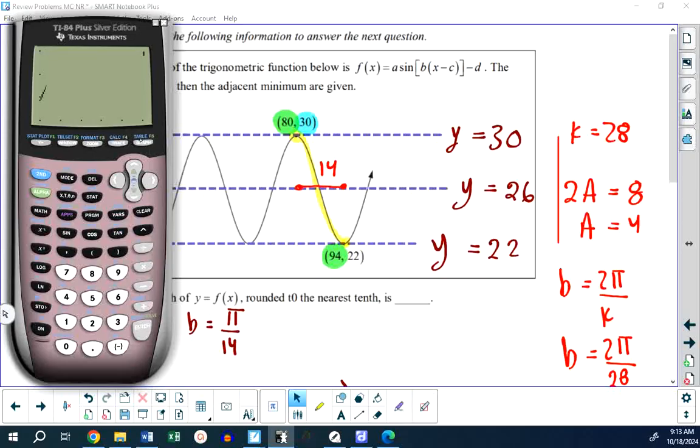If you don't manually change those settings, you don't know where to look. And the reason why we're looking is we want to confirm that if I go trace 80, I get 30. And if I go trace 94, I get 22. It's a pretty deep question. There's a lot to it.